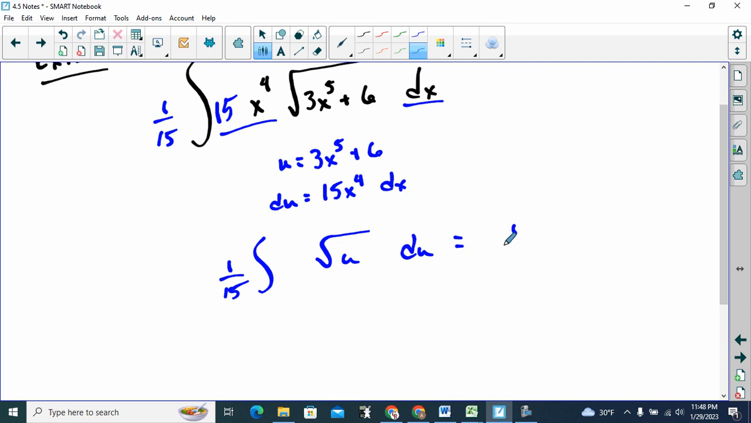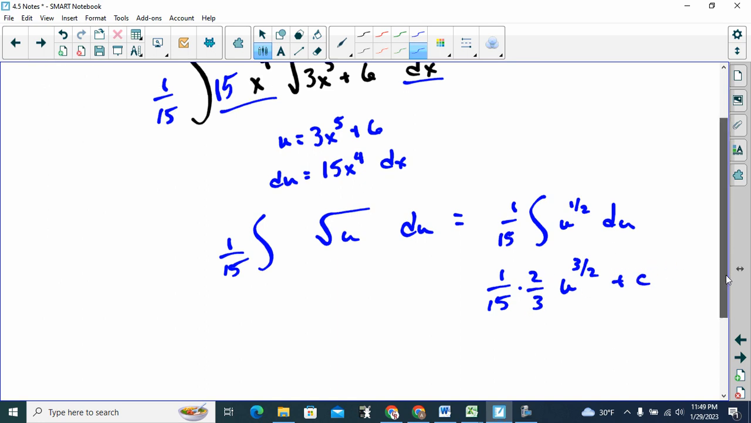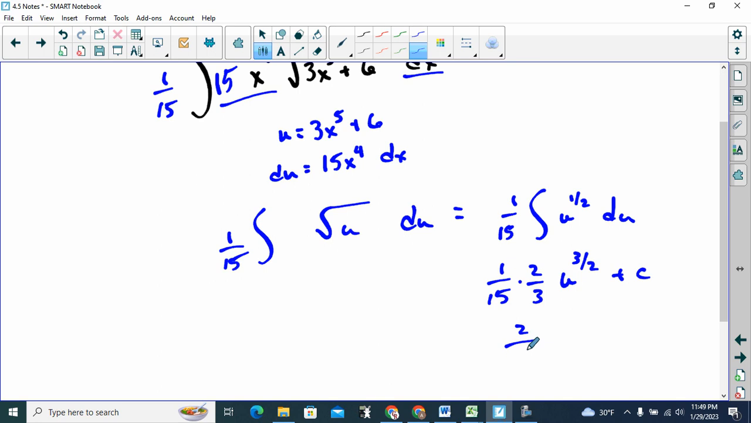We can integrate that if we change square root to the 1/2 power. We integrate by adding 1 to the exponent and dividing by that exponent. So dividing by 3/2 is the same thing as multiplying by 2/3. So you have 2/45 times u to the 3/2 plus c. And u is equal to 3x to the 5th plus 6.